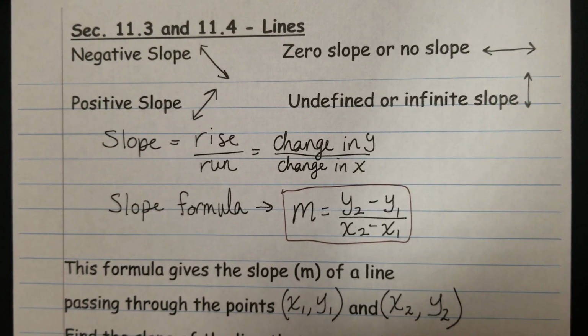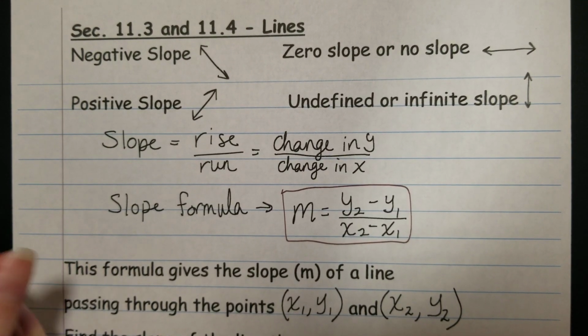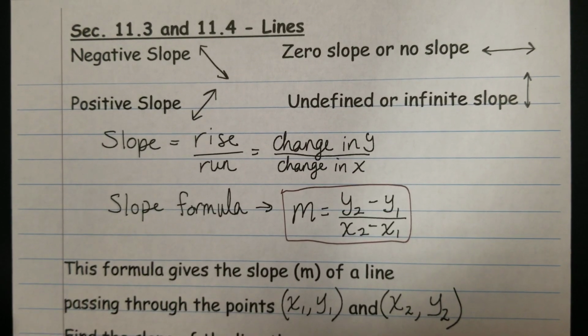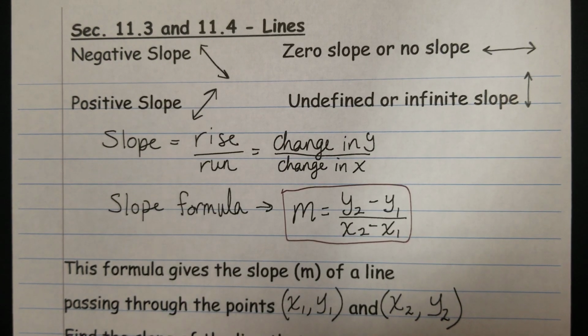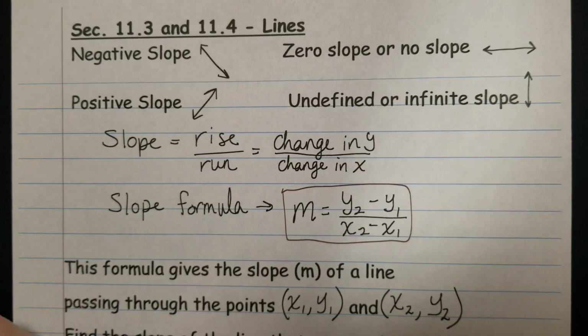Alright, so let's do some examples. We want to find the slope of a line that passes through these 2 points. The first thing I always do is label my points x1, y1, x2, y2. So x1 is 7, y1 is 5, x2 is 12, y2 is 10. And then I like to write down what I call the skeleton or the bare bones of the formula, like this.